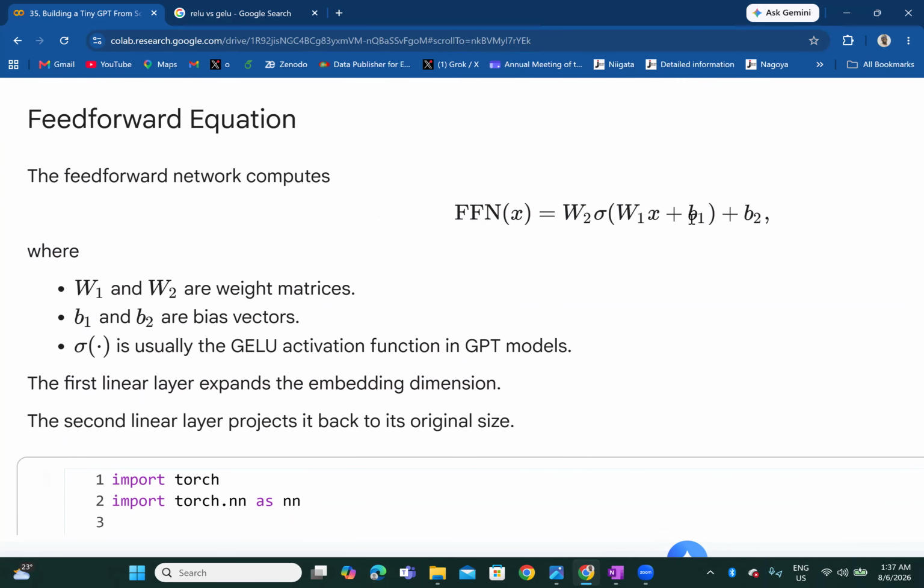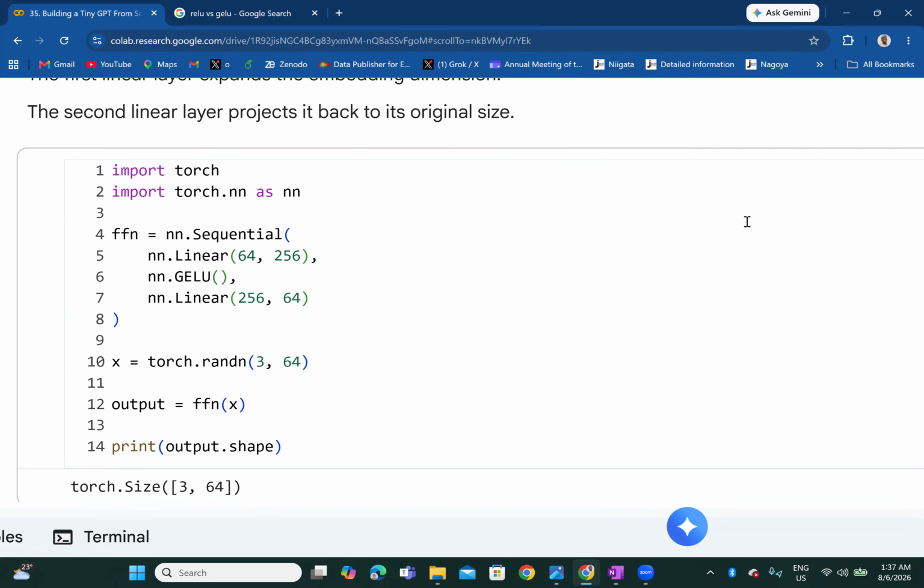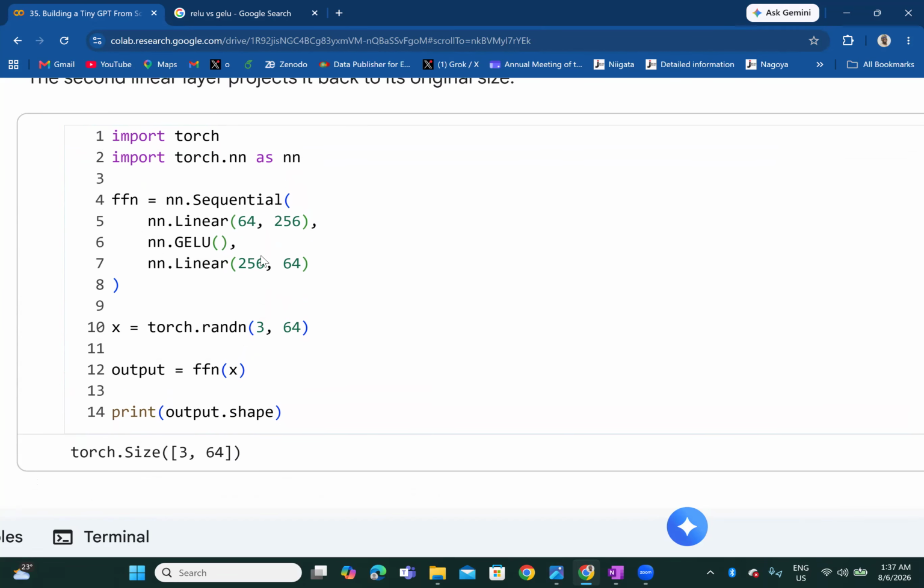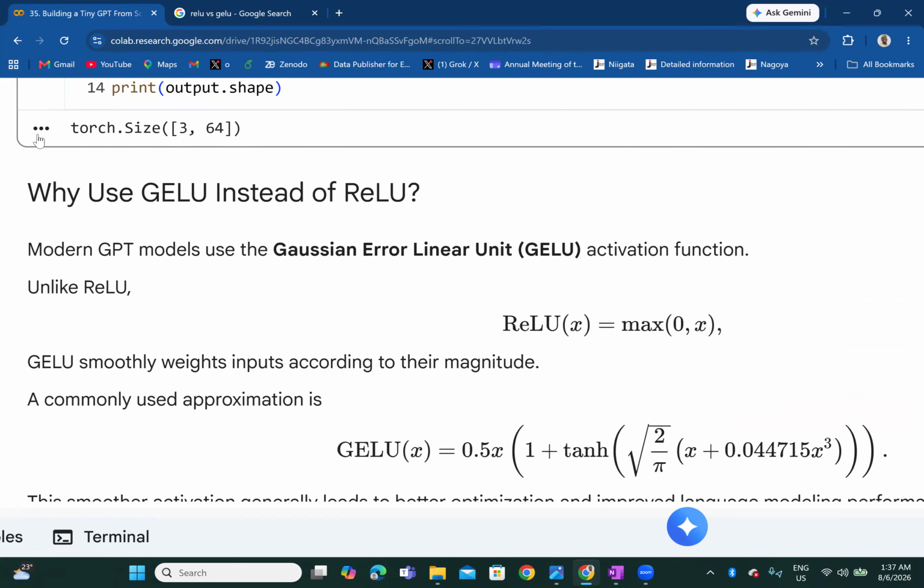So you have a linear expression here, then you have the activation function, which is non-linear, and then you take it back here and you get your linear back like that. So you have 64 by 256, 256 by 64. If you have an input that is 3 by 64, you end up getting 3 by 64 as your result. So why use GELU instead of ReLU?